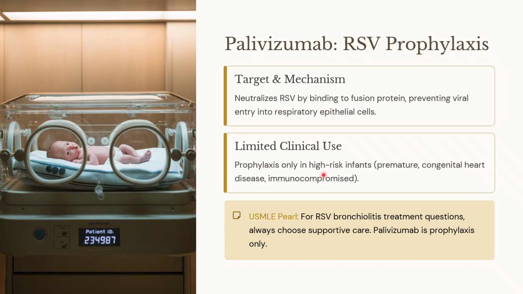So that is whom we have to save, by giving palivizumab. For respiratory syncytial virus bronchiolitis treatment questions, what is the treatment? Just because we have known about palivizumab, that should not be the first line treatment. Treatment is always supportive care, and palivizumab is only for high risk infants.